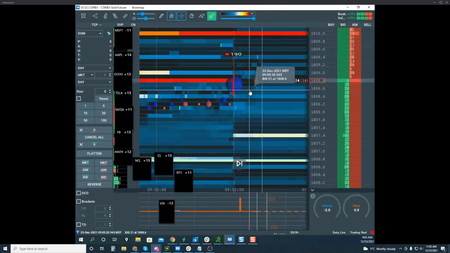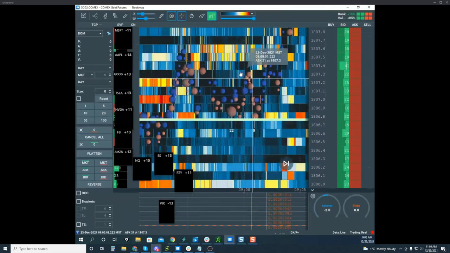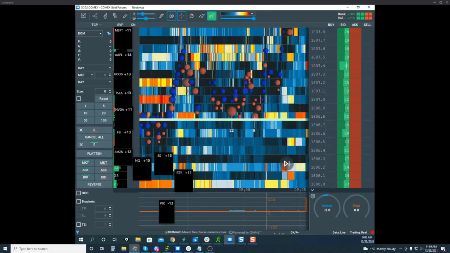Now, we also know we have some more. So again, I was waiting to trade this zone. Actually, this is something we cover all the time in here. And this is why it's going up.